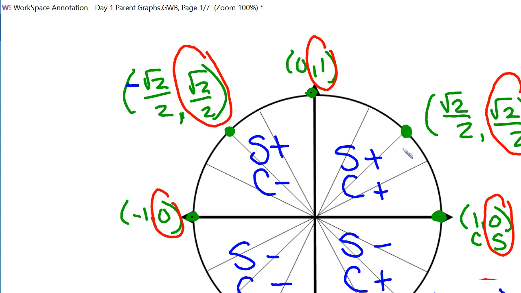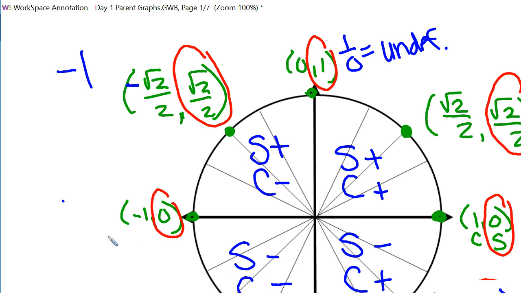So what would that tangent be? 0. For pi over 4, sine divided by cosine would be square root of 2 over 2 divided by square root of 2 over 2, which is equal to 1. Up here at pi over 2, this would be 1 divided by 0, which is undefined. At 3 pi over 4, this would be square root of 2 over 2 divided by negative square root of 2 over 2, which would be negative 1. Sine divided by cosine, this would be 0 divided by negative 1, which would be 0.